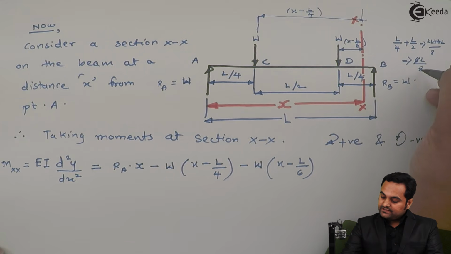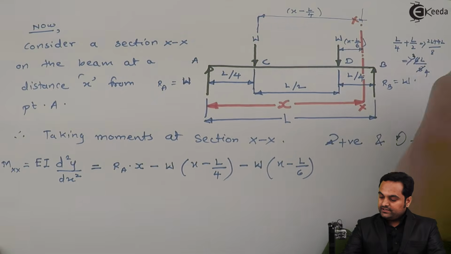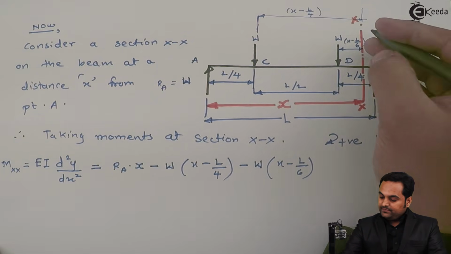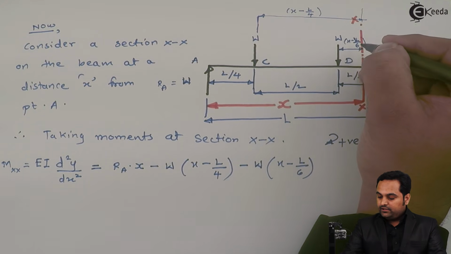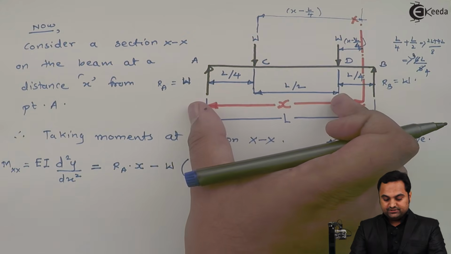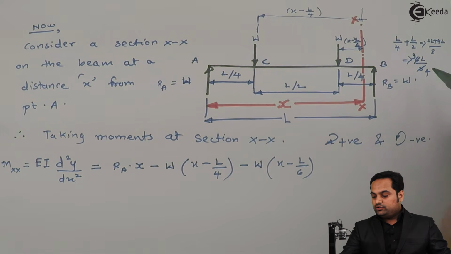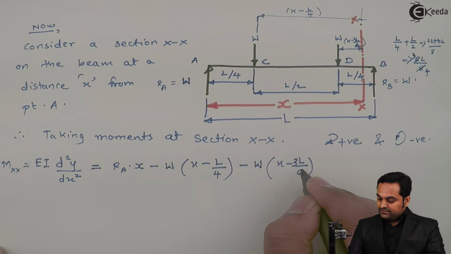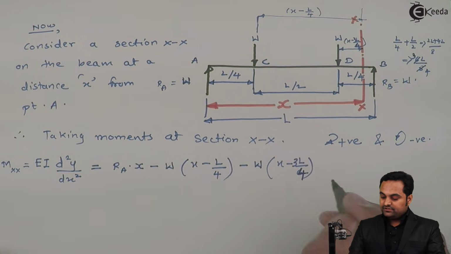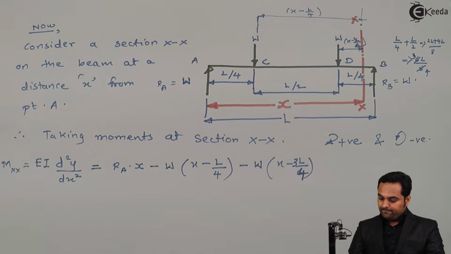Then we have this as, actually it is 3 by 4L. So when I add them, that comes out to be 3L by 4. So instead of L by 6, here we have 3L by 4, this distance. So this is x minus 3L by 4. I have shown how the value comes out. So instead of L by 6, we have minus W into x minus 3L by 4, because this distance is L by 4 plus L by 2, that comes out to be 3L by 4.